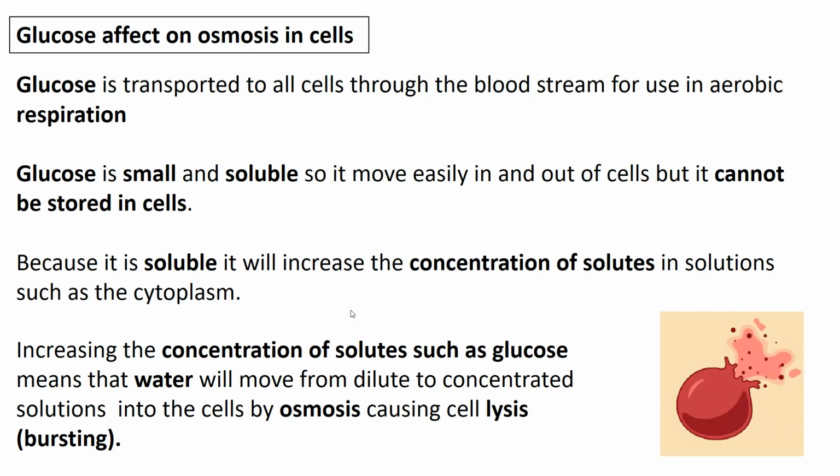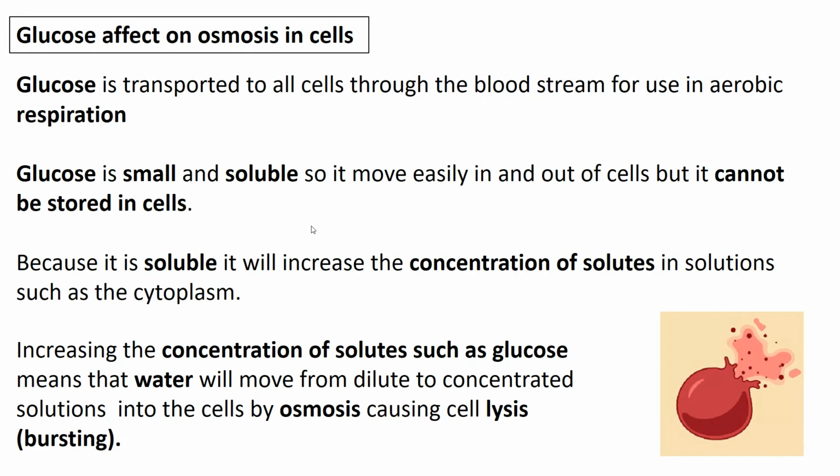And the reason we have to do this is because glucose has quite a horrible effect on your cells and osmosis. That's the movement of water in and out of cells. Glucose needs to be transported for your cells to use in aerobic respiration, and it's small and soluble, so it can move easily in and out of cells, but you can't store it in cells. If you tried to store it in cells, it would affect osmosis.